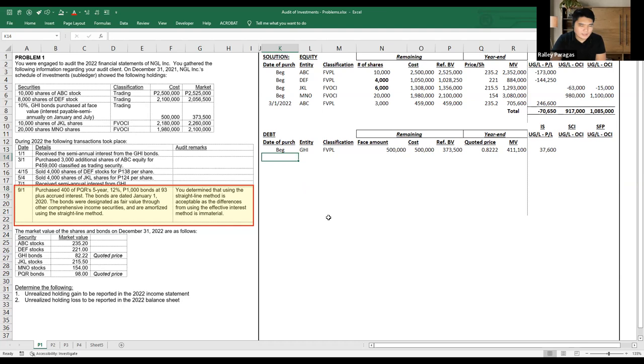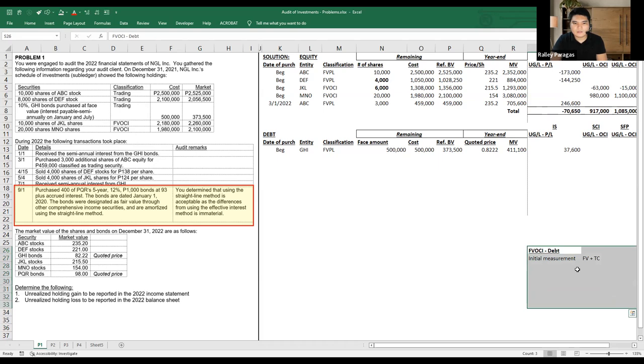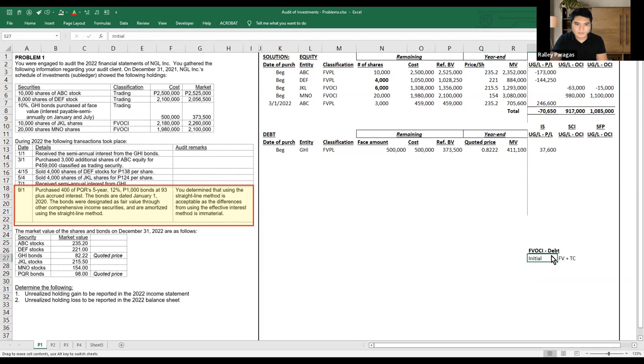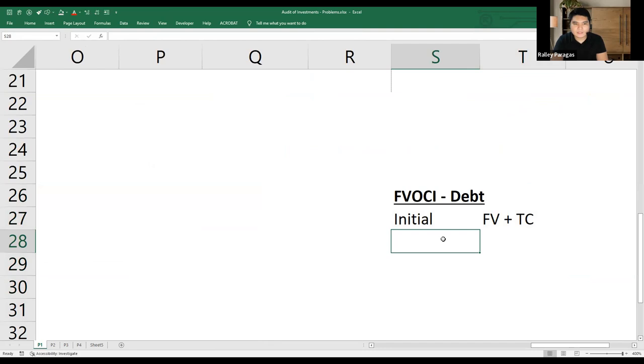So ano ba yung sinabi natin kanina in terms of measuring fair value changes pagdating sa FVOCI na debt? So again, kapag nag-measure ka ng FVOCI na debt, yung initial measurement mo dyan would be your fair value plus your transaction cost. Di ba? And then, one peculiar thing or yung kakaiba sa FVOCI na debt is that subsequently, eventually, kakailanganin mong mag-prepare ng amortization table. So you adjust that for any amortization. You get your initial carrying amount, okay, you adjust that for amortization.